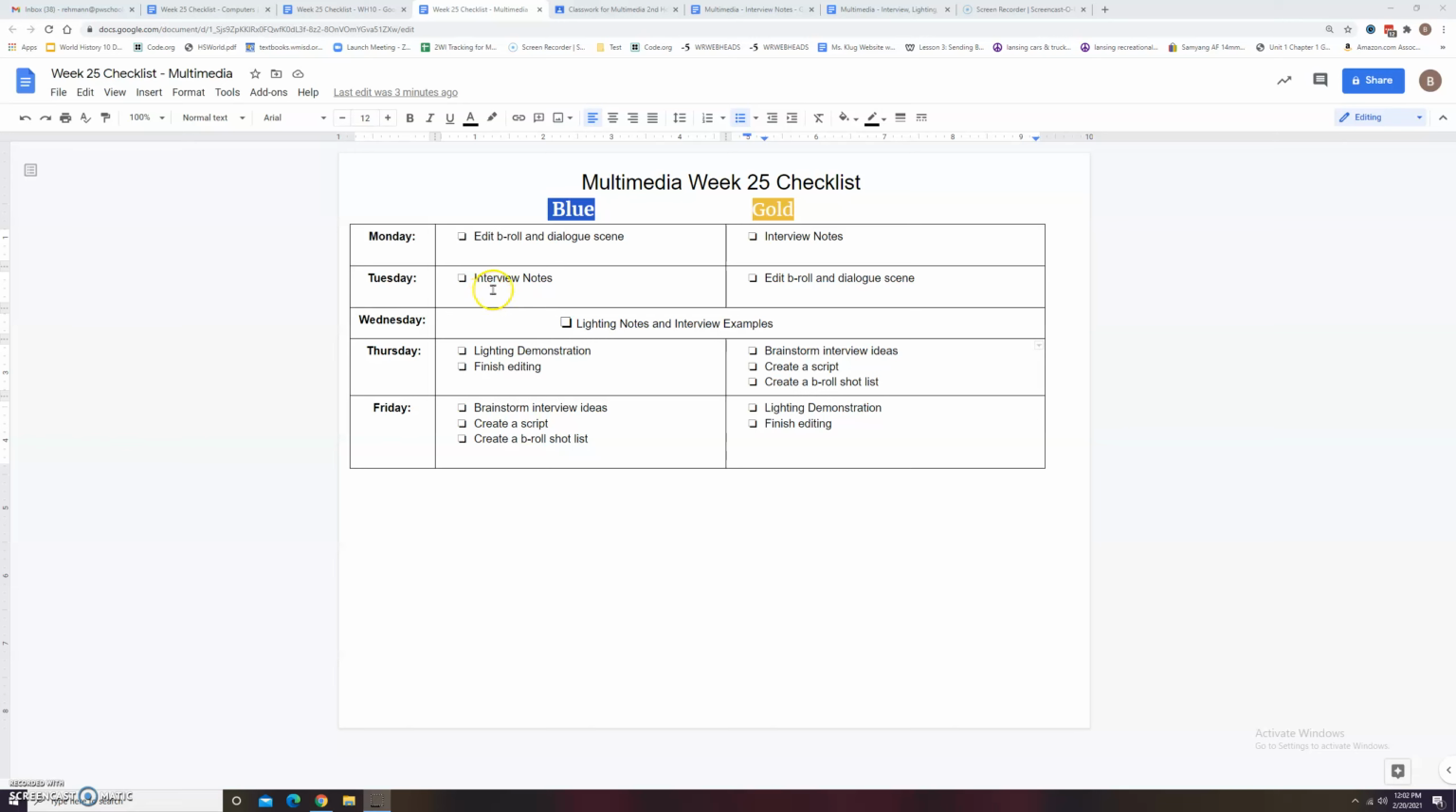So at home, you'll be doing these interview notes. And if you're in class, you'll basically edit your B-roll or dialogue scene. With that, if you have a group of three, have two people do the dialogue scene or one person do the dialogue scene and do the opposite for the B-roll. I want both edited, but you only need to edit one individually, okay?